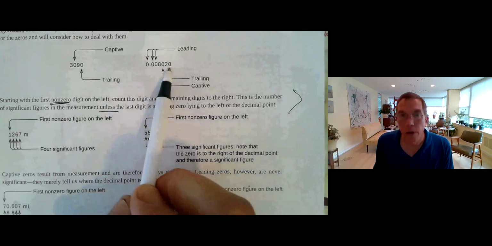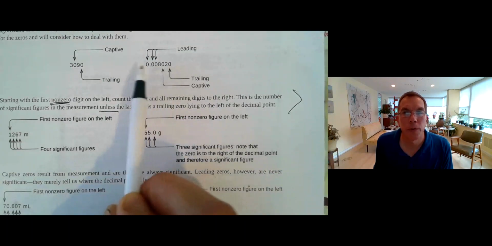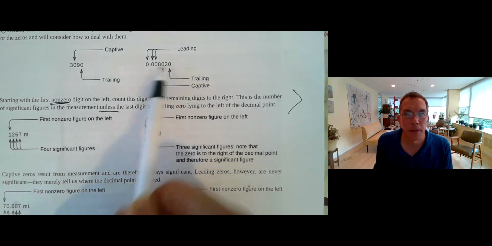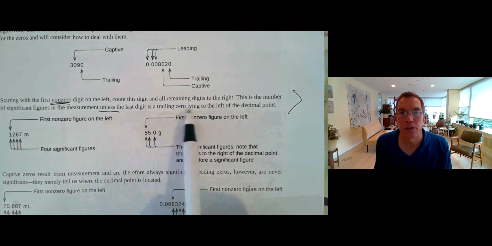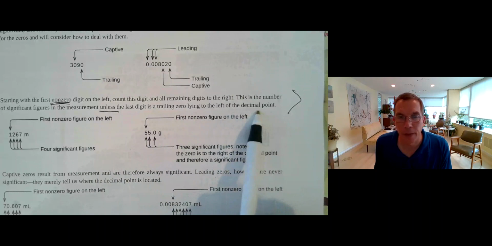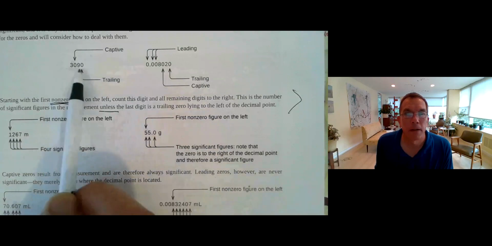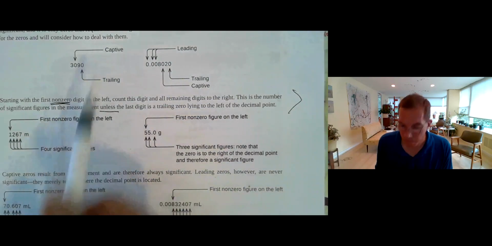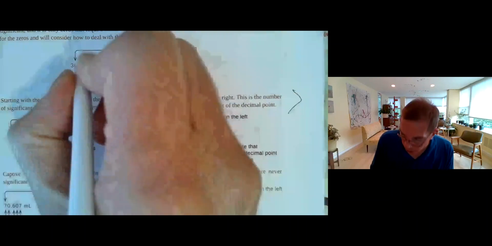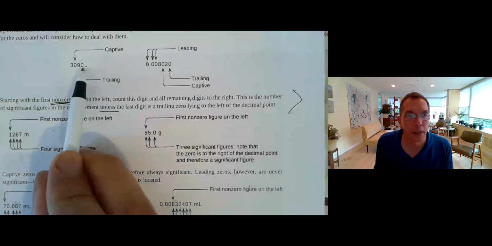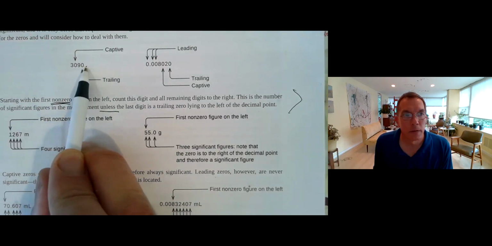Okay. Notice, where does this zero lie relative to the decimal point? It lies to the right of the decimal point. So this rule, unless the last digit is a trailing zero lying to the left of the decimal point, doesn't apply to that zero. Does it apply to this zero? Well, if we put a decimal point right there, which with 3090 you could think of as having a decimal point there, now we have a trailing zero. It's not between two numbers, and it does, in fact, lie to the left of the decimal place.